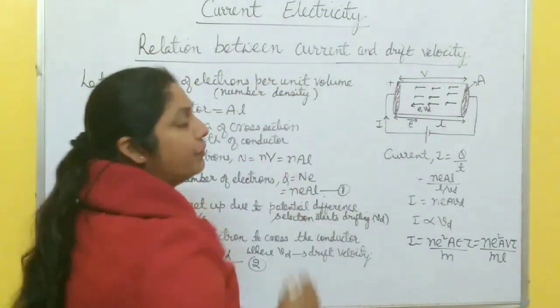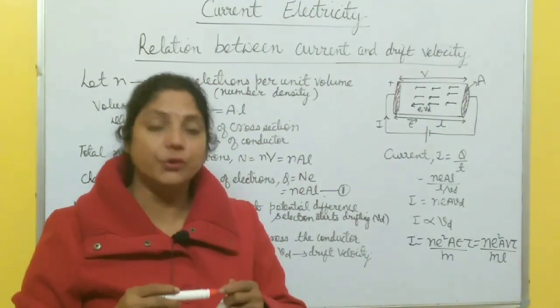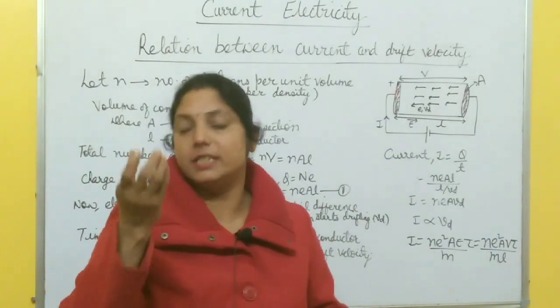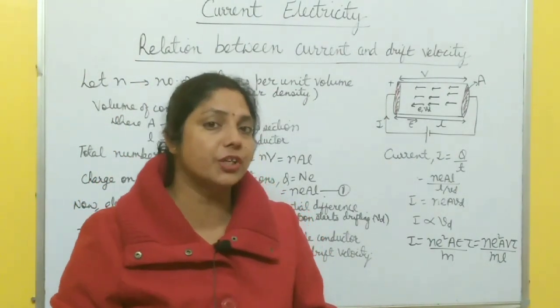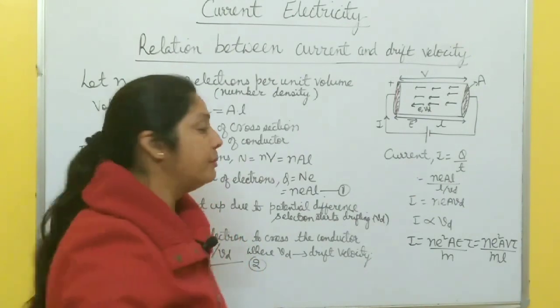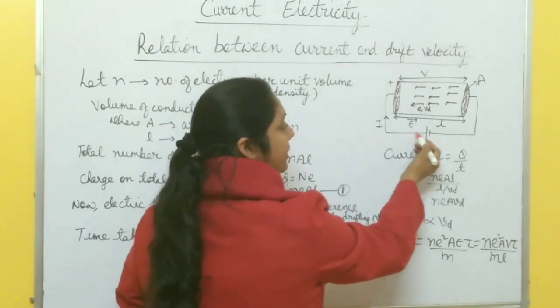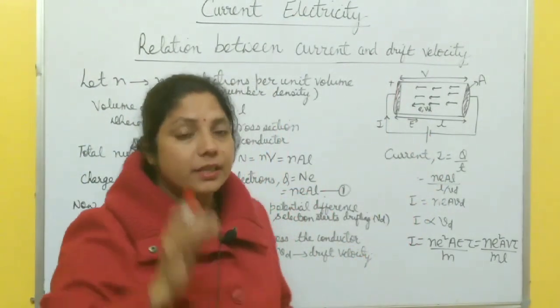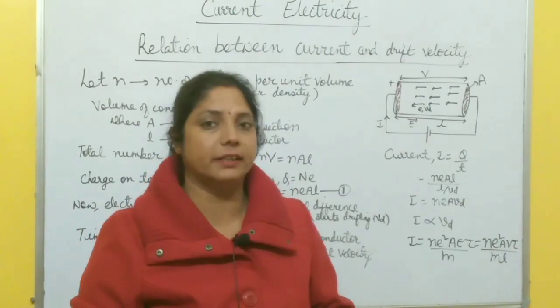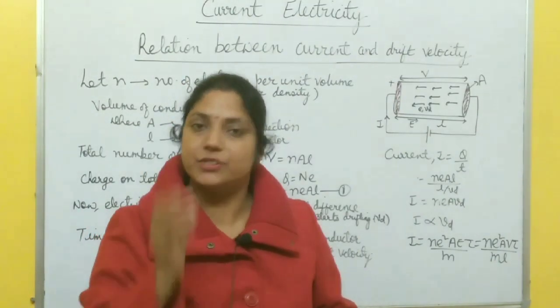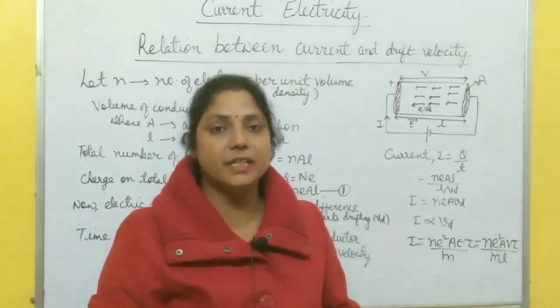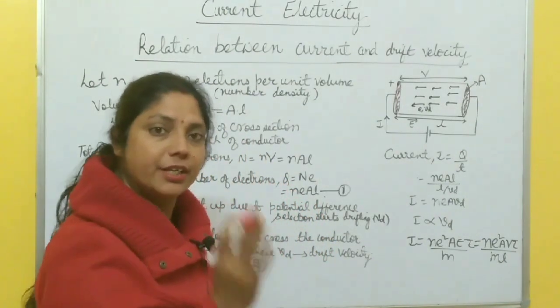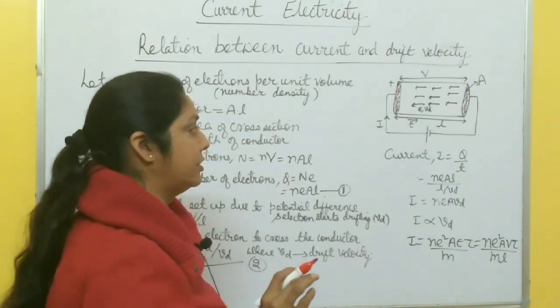Now, relation between current and drift velocity. You know, drift velocity is produced inside the conductor under the application of electric field. It means when a cell or battery is connected to a conductor, drift velocity is produced inside the conductor, and due to that drift velocity, current is produced. So what is the expression for that current and what is the relation between current and drift velocity, right?